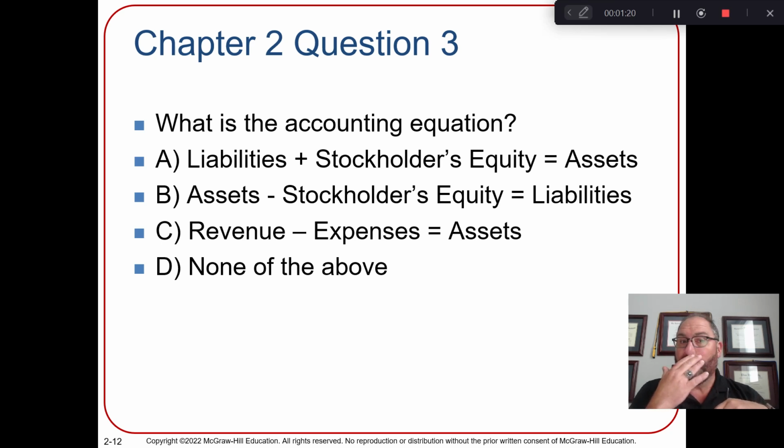All right, question 3. What is the accounting equation? Just for review, folks, one of these is the accounting equation, or perhaps none of the above. Make sure you write your answer down because you're going to have to put it on Canvas, okay?